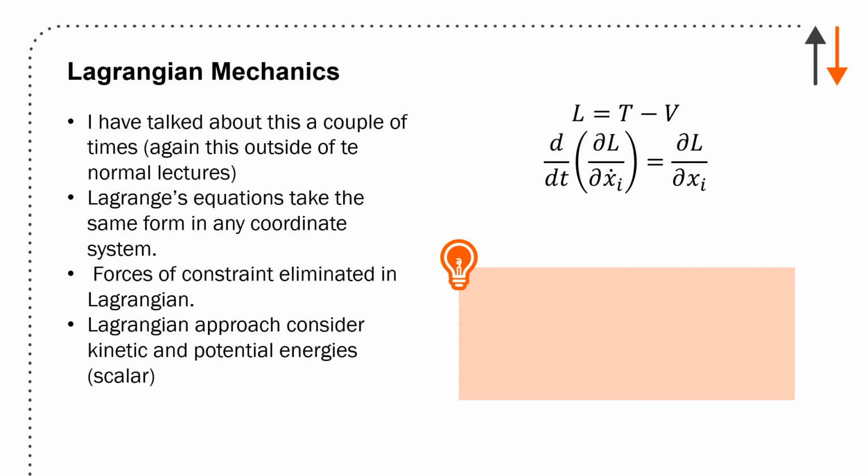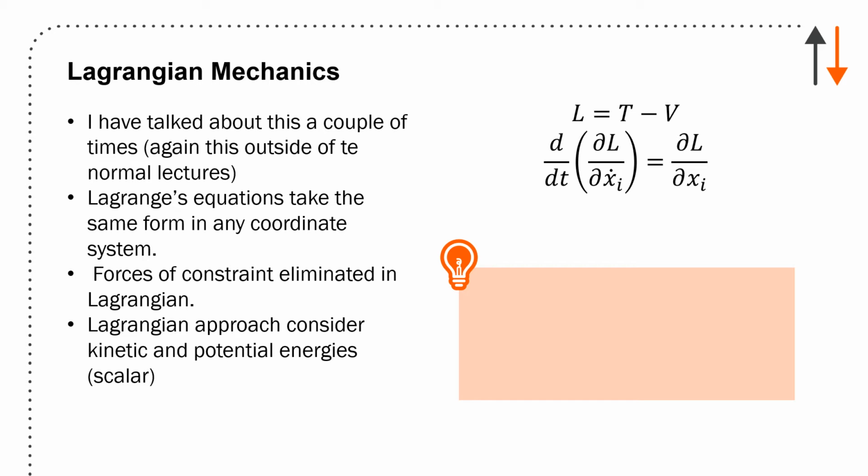So I've talked about this a couple of times. Again, this is outside of the normal lectures. Lagrangian equations take the same form in any coordinate system. It doesn't matter how you do it. And often they tend to be a little bit easier to solve when the problems get a little bit hairier.